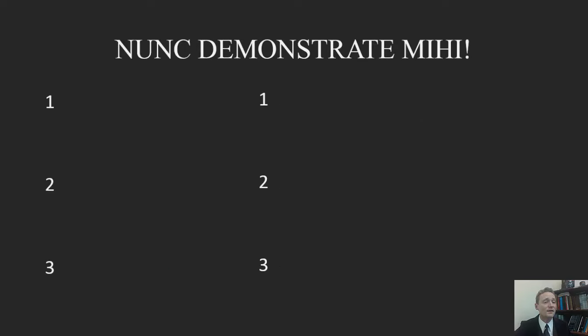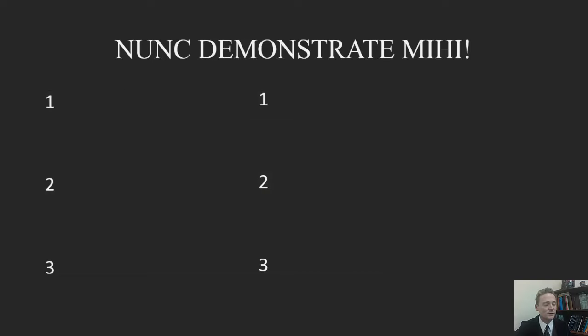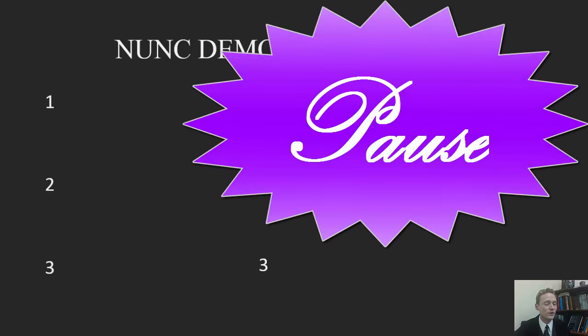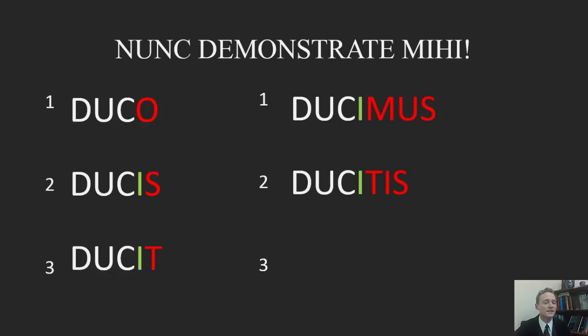Nunc demonstrate mihi. Now you show me that you understand. We're going to use that same verb, duco, ducere. First, what is your present stem? At this time, write down your present stem 6 times for first, second, and third person singular and plural. Then, when you're ready, pause the video and write down the conjugation of duco in the present tense. Resume when you have finished. All right, let's check our work. Duco, ducis, ducit, ducimus, ducitis, ducunt. Let's move on.